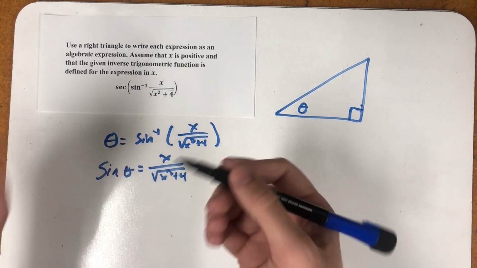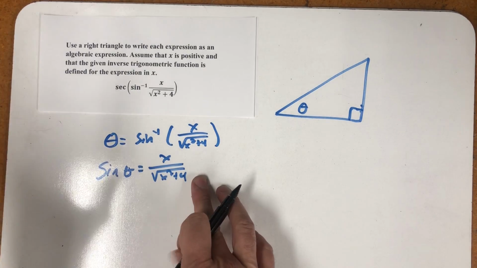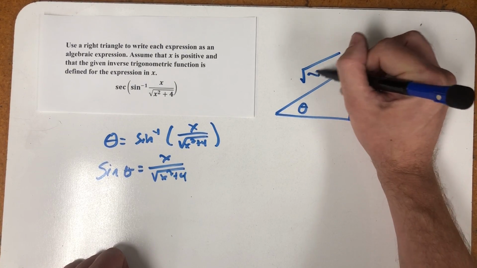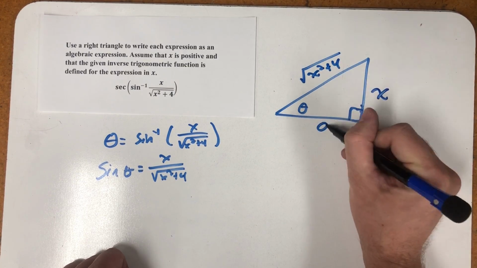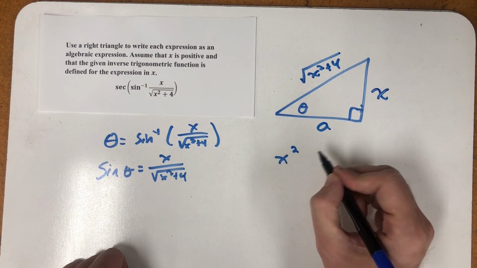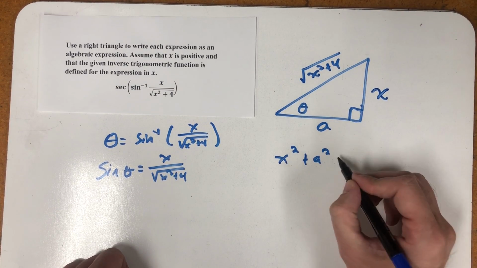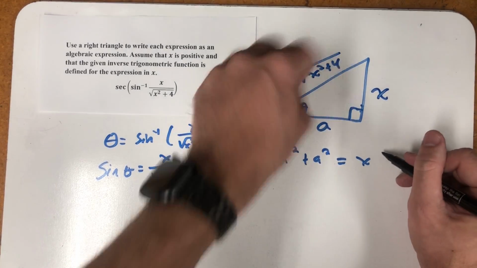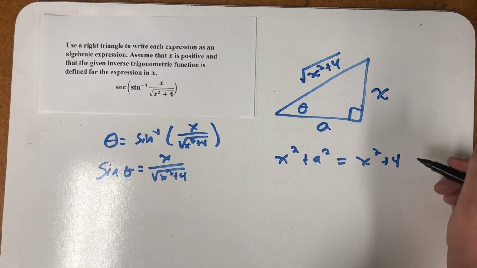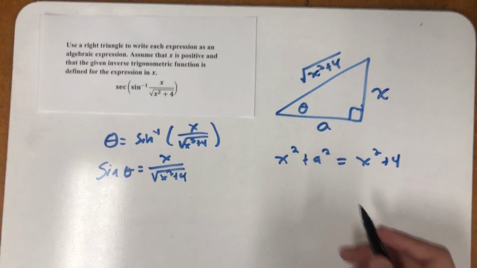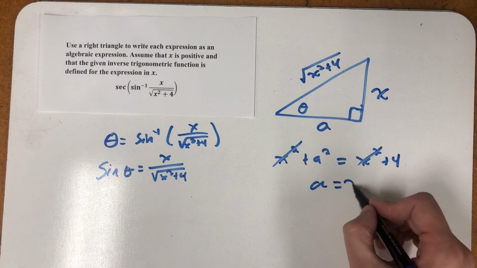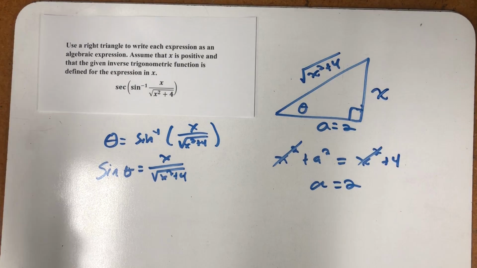All right, sine of theta is x over the square root of x squared plus 4. That is the opposite over the hypotenuse. We're missing an adjacent side, and the Pythagorean theorem would tell me that x squared plus a squared is equal to that thing squared. Well, that's telling me what a is going to be, right? Because if I cancel off the x squared, I get a squared is equal to 4, and a has to be 2. There was my missing side this whole time.